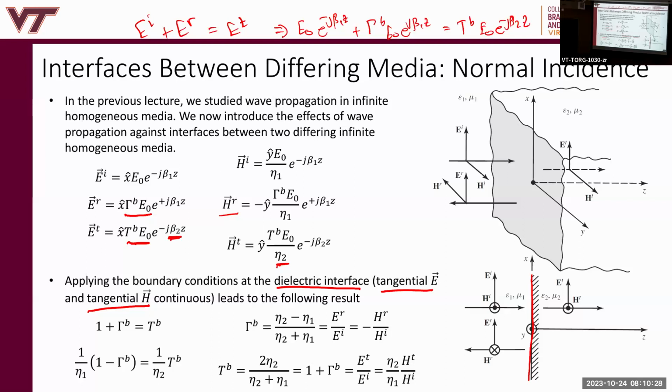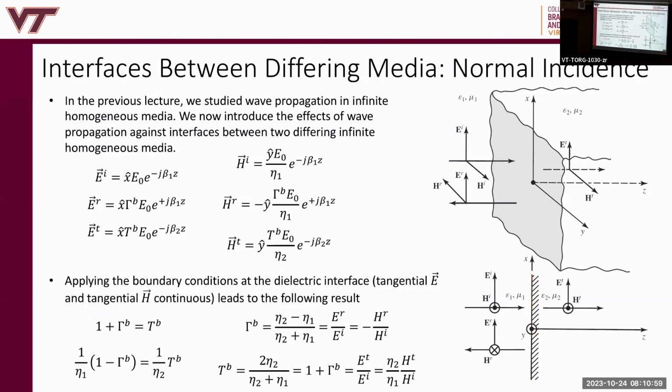So what we do here is we cancel out all of these E naughts, right? And then at z equal to 0, all of these exponentials go away, and you get 1 plus gamma b equal to T b, right? You get this. Very good. So you have probably seen this before, hopefully.